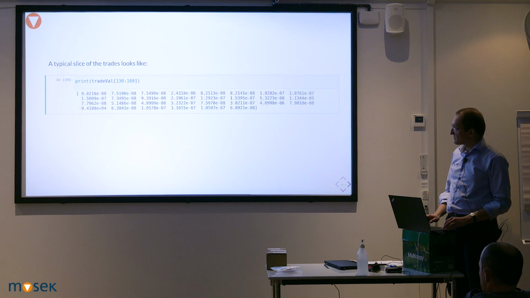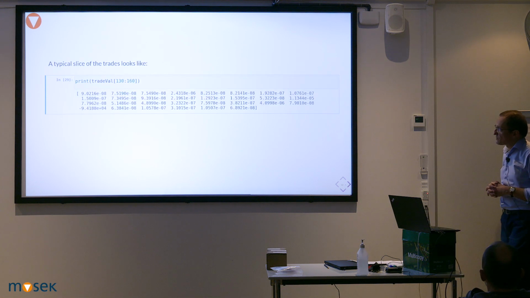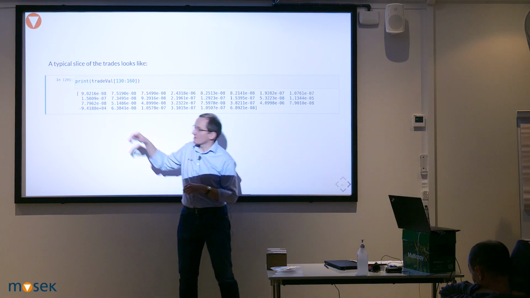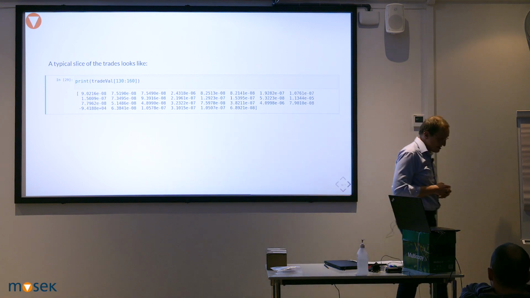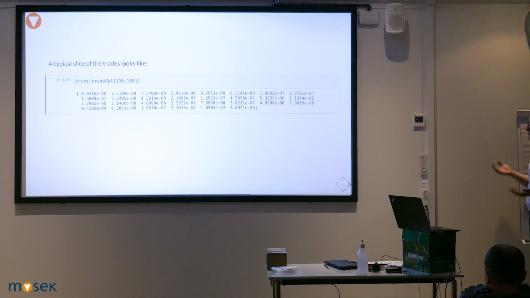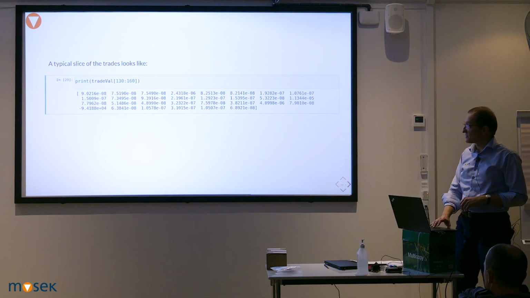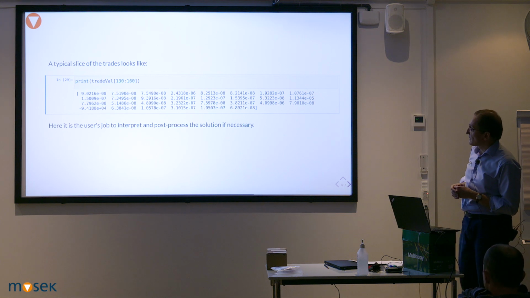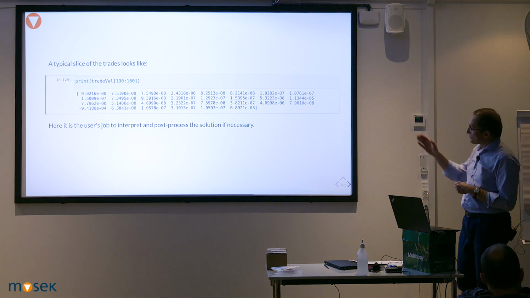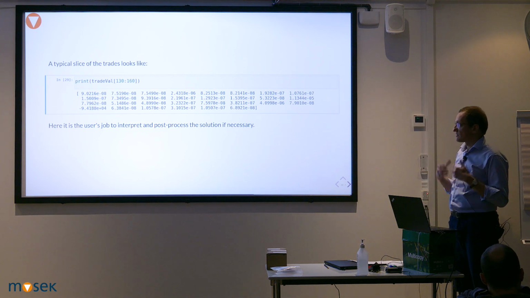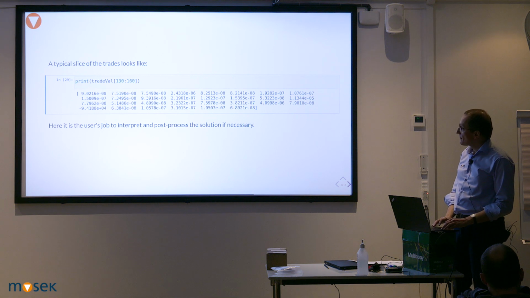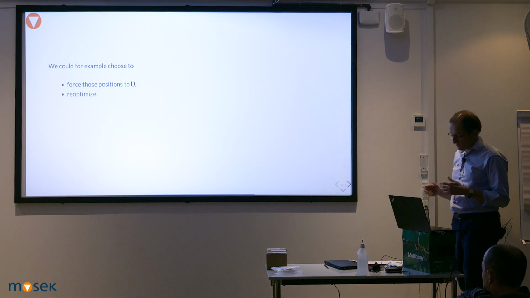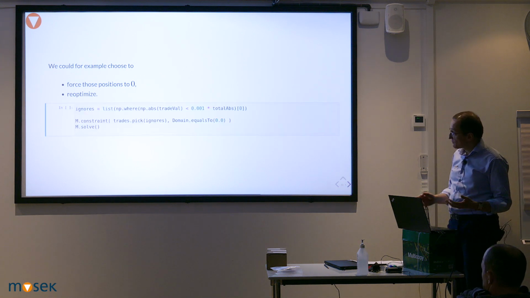Of course, the point is that a typical solution actually consists almost of zeros. Here's a substantial entry, right? But otherwise, these things are almost zeros. What to do about these things afterwards is up to the user. If you're investing a million, you are not going to put 10 to the minus 8 into any particular position. That's a typical issue that also appears in connection with this. So you could force these positions to 0 and then reoptimize, or do whatever other post-processing you want.